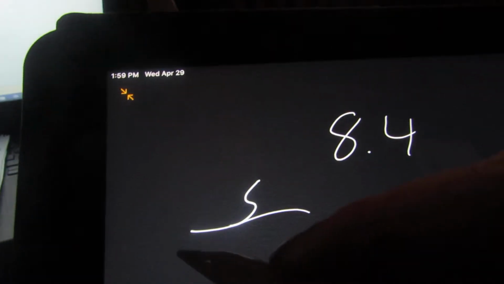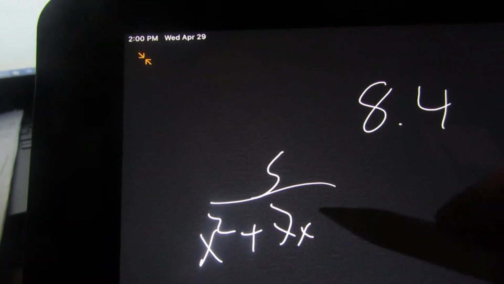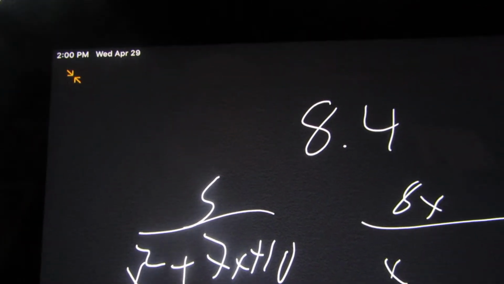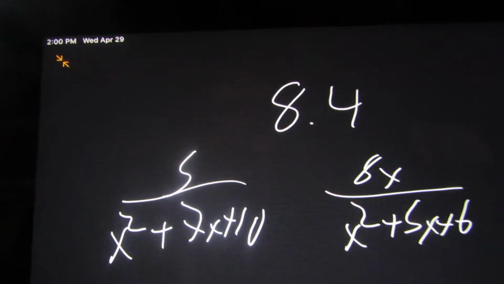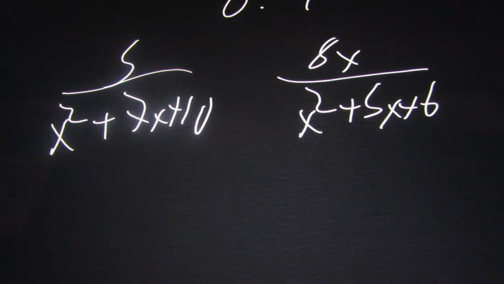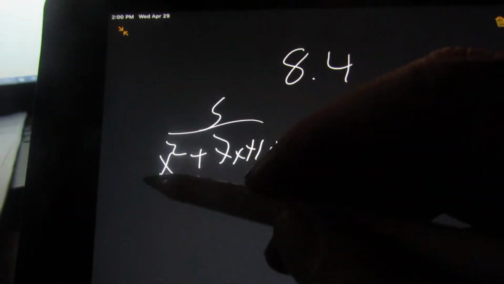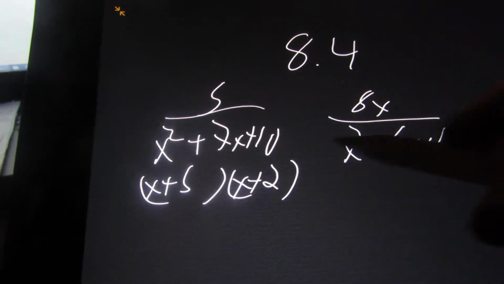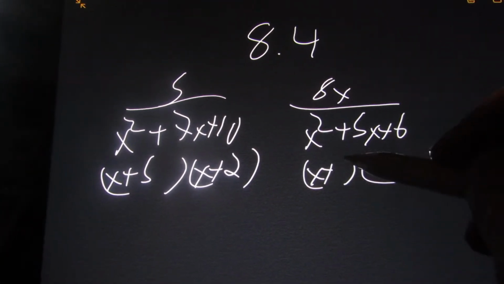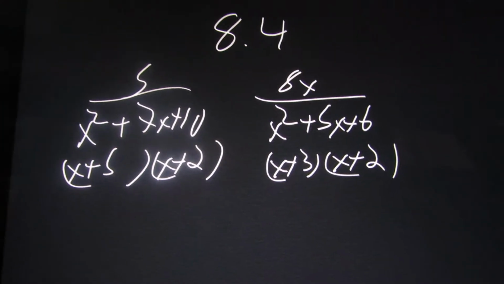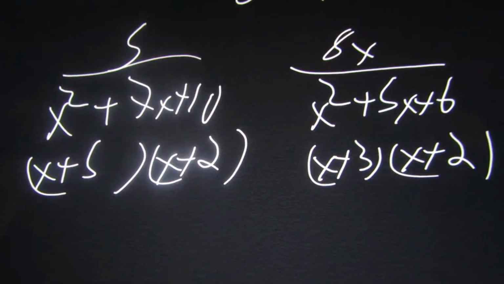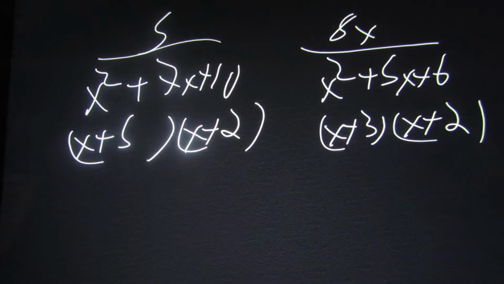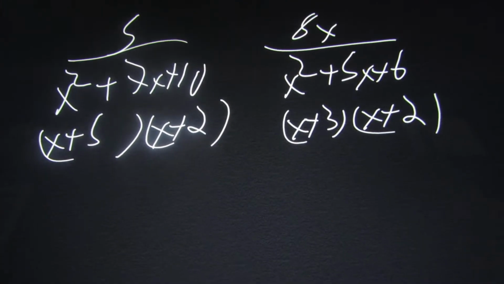So we have, say, 5 over x squared plus 7x plus 10 and 8x over x squared plus 5x plus 6. And we have to find the least common denominator. The first thing we do is factor both of the denominators. So here we're going to have x plus 5, x plus 2, and here we're going to have x plus 3, x plus 2. So now what we have to do is find everything that we have, and if we have something more than once in one fraction, then we have to use it that many times.